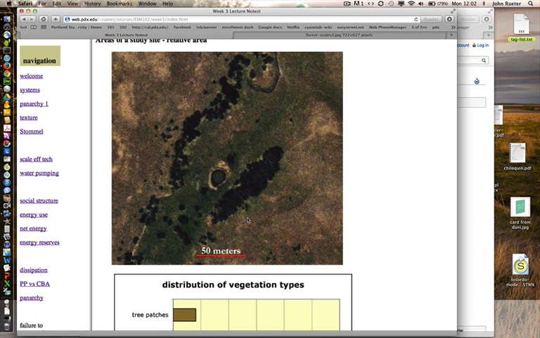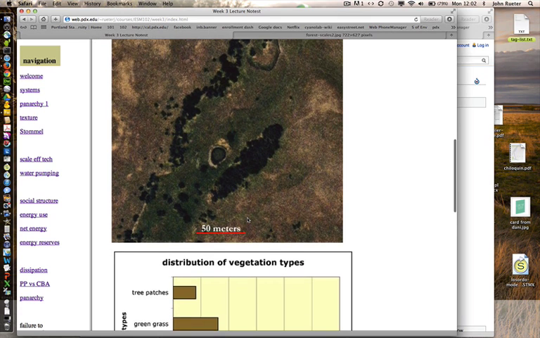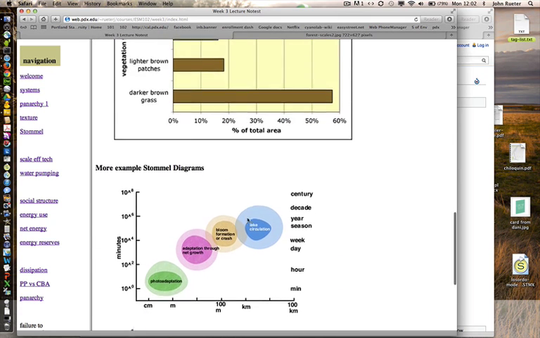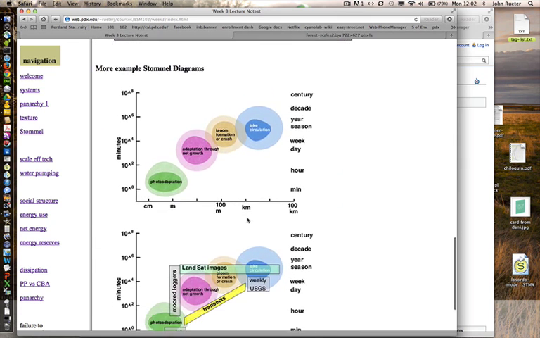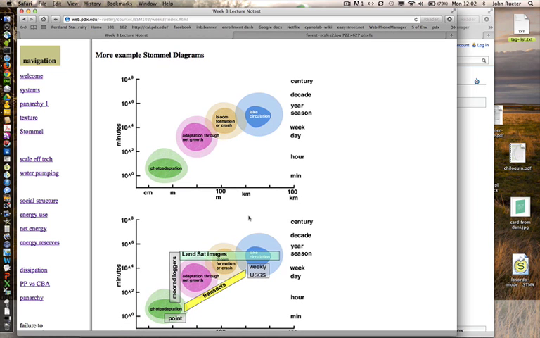Okay, now I want to come back to Stommel diagrams, those large log scale diagrams we were talking about. And here's an example of one I made for a lake. In this case, I put everything in minutes over here and meters over on the bottom, and it's a log scale, meaning here's 100 meters, here's 1,000 meters, here's 10,000 meters. And we're interested in different processes that take place in the algae in the lake.